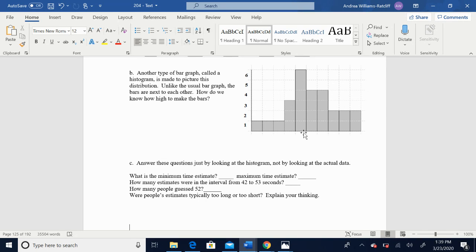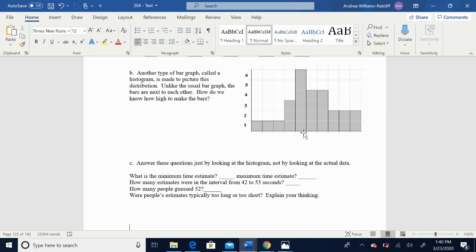Bar graphs and histograms are best used when I just need to know how often something is happening. Okay, so it's a little bit different there. Why were people's estimates typically too long or too short? And explain your thinking. From the histogram, we can only tell that there were about 12 pieces of data below 60 and about 10 in groups above 60. It doesn't really tell us about those people in the 60 to 65, okay?